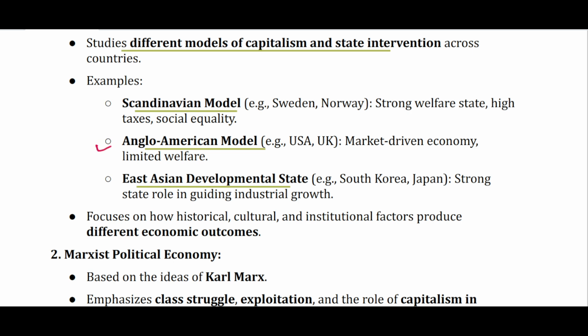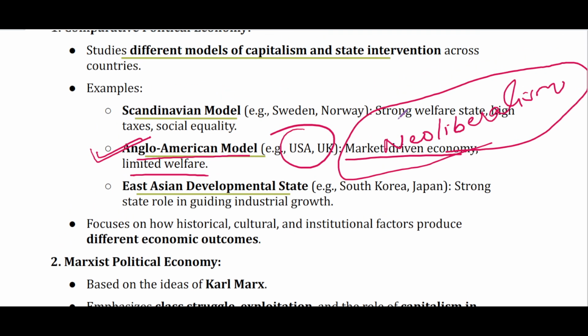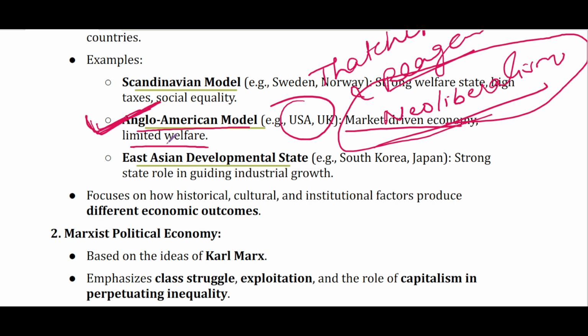Now, the second model of capitalism is the Anglo-American model, which, as the name suggests, is prevalent in Anglo, यानी UK and American in the USA. So both these countries follow a market-driven economy, free market, and limited welfare. Both of these countries started the experiment of neoliberalism, जब Margaret Thatcher and Reagan, both of them adopted the features of neoliberalism और उसके बाद से अभी तक this model is quite working, but limited welfare is an issue.